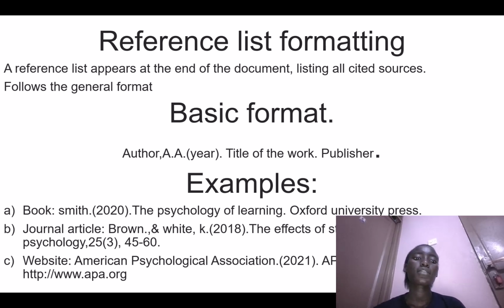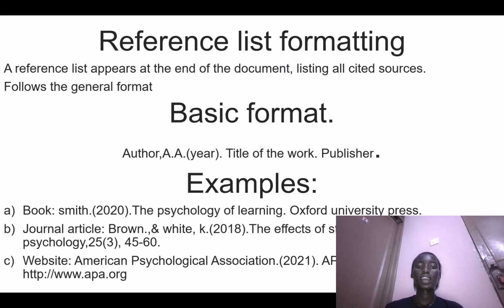We also have the basic format. This is a general format: Author, you write the name, in brackets the year, title of work, and publisher. Then the examples include a book: Smith, 2020, then the title, which is The Psychology of Learning, Oxford University Press. That's the publisher.